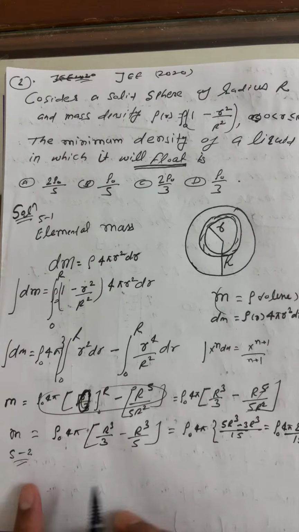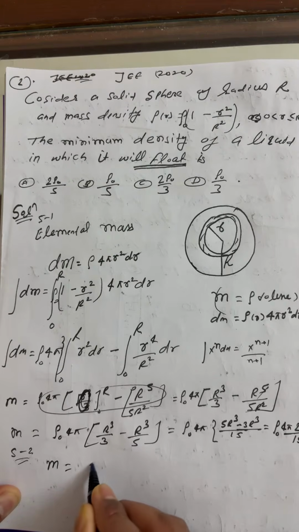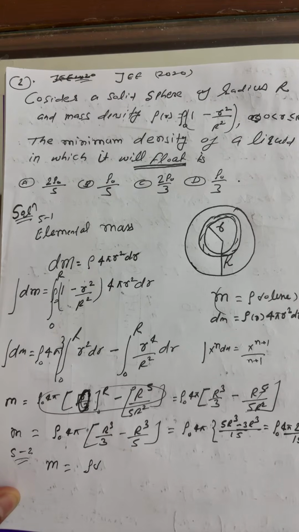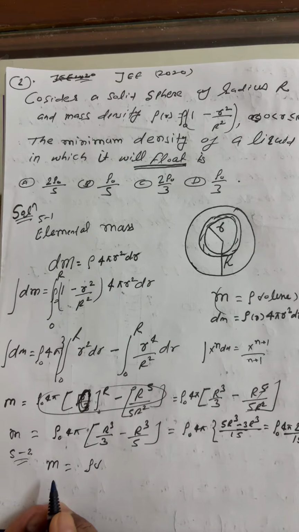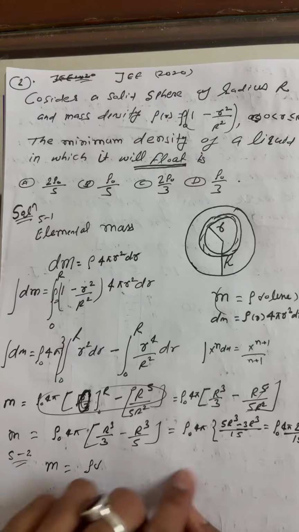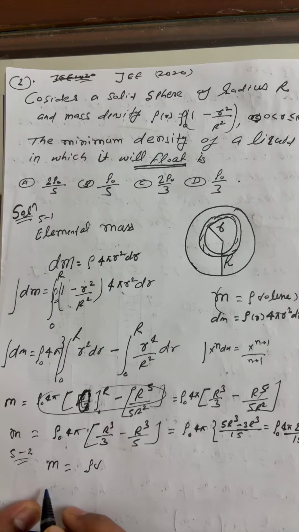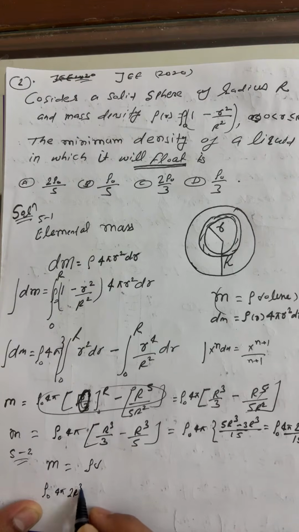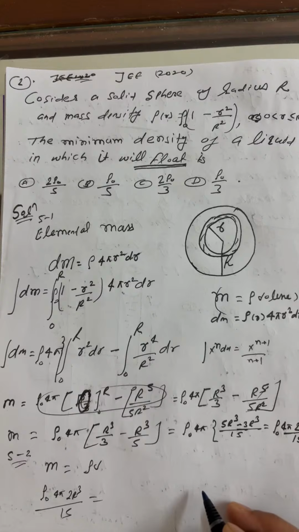Okay, now in step two, you can write: mass is equal to rho into volume, density into volume. This is the sphere. So what is the mass? This is rho, and the mass we already got here. This is rho naught 4 pi, 2 r cube by 15. Then density into volume here.